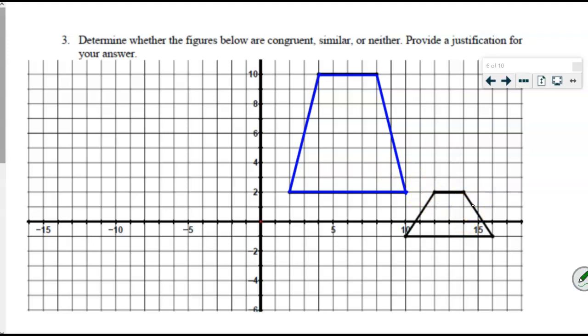Give it a try. Use your tracing paper. Give it a try first, and then we can go over it together. We know for sure they're not congruent. That's easy to see. Are they similar, or are they none of the above? Check in with your groups. You're going to pause the recording.